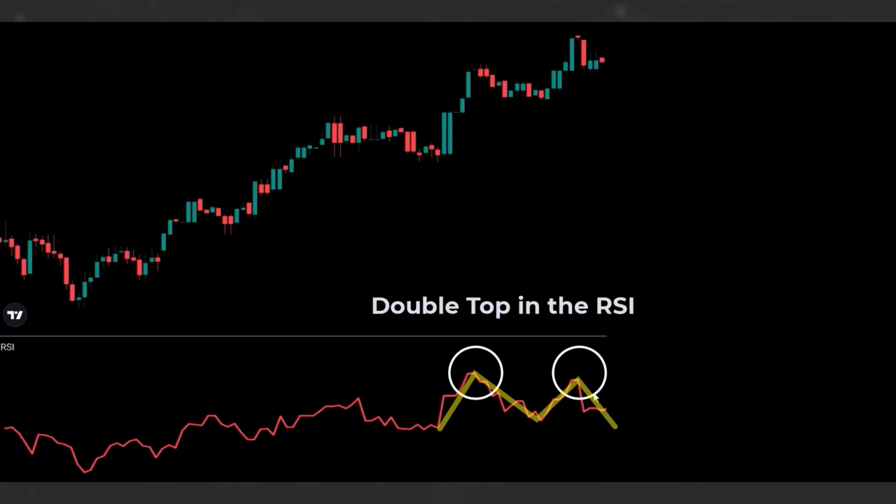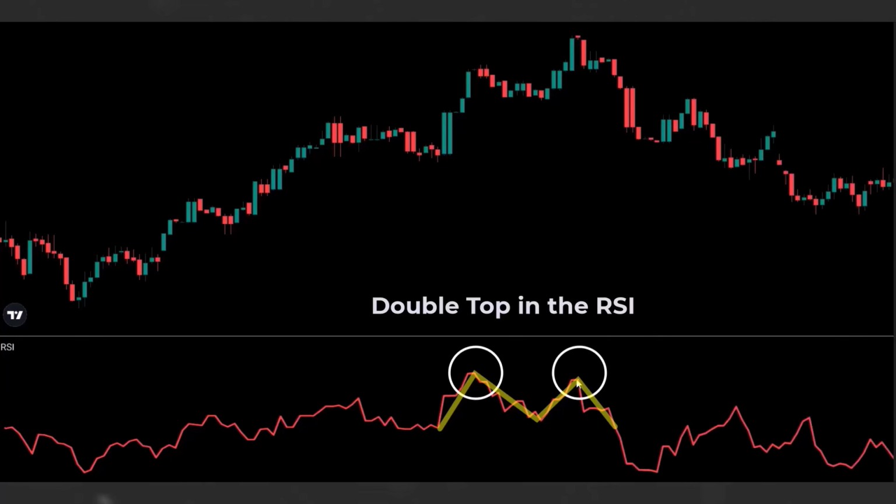Now look at the price chart above. The price may still look strong. It might continue moving upward or sometimes move sideways. If you only watch the price, the trend may still appear healthy, but the RSI is telling a different story. This double top pattern shows the momentum is no longer getting stronger, and very often, after this second top forms in the RSI, the market begins to slow down, move sideways, or even reverse downward.